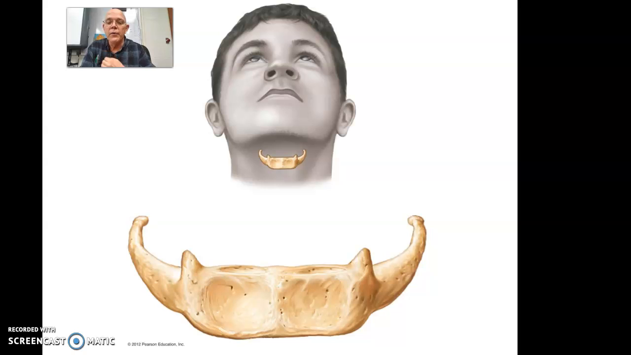If you didn't have that hyoid bone, then that would cause problems with you trying to use your tongue and talking and things like that. So that's kind of its function.